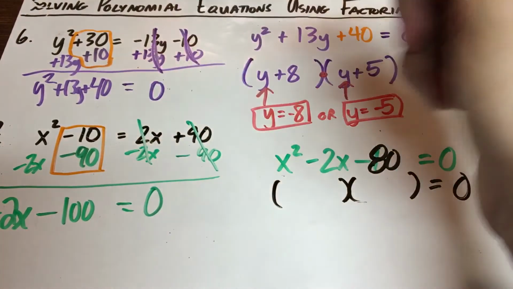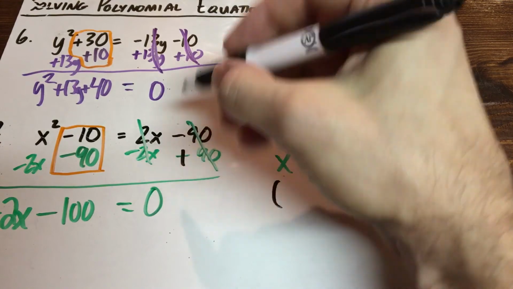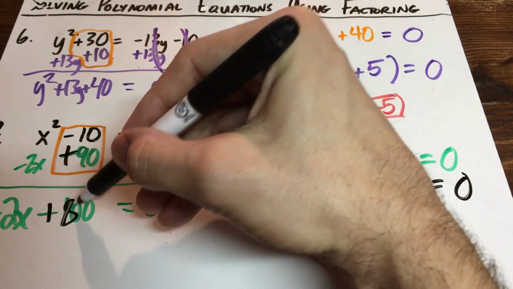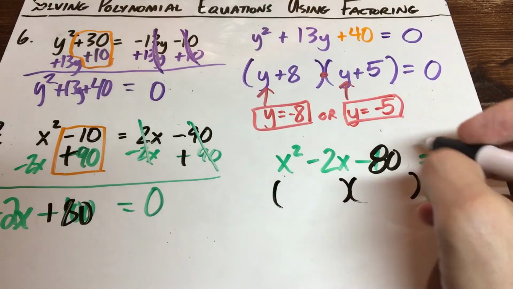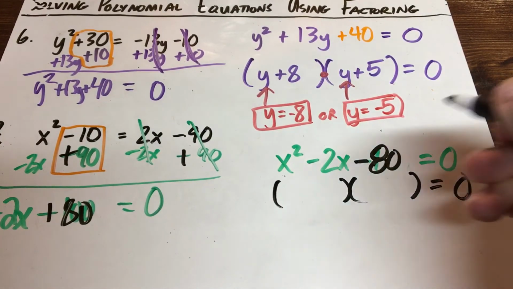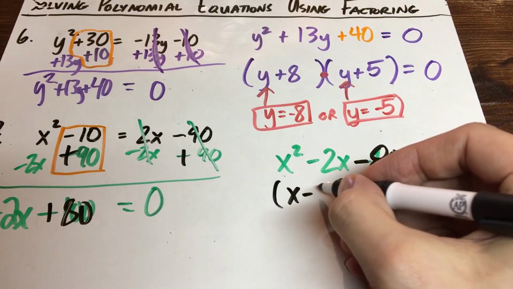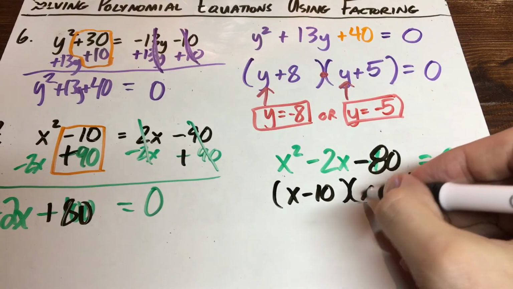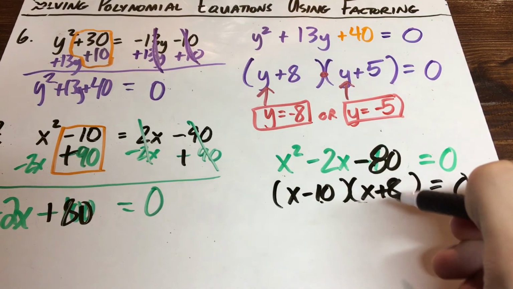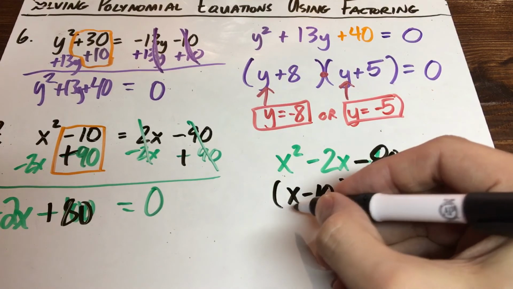You know what? I think I messed up over here. I should have had this as a minus 90, so then we would have done plus 90, and then we would have had positive 80 right here. But whatever. Let's just act like we did it like this. If it was -80, I would do -10 and positive 8. -10 times positive 8 would equal -80 if I multiplied it, and -10 plus 8 would equal -2.